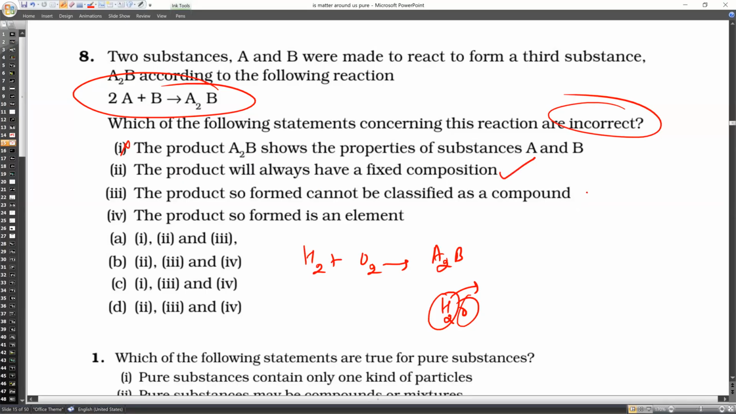Now, the product so formed cannot be classified as a compound. Yes, it is classified as a compound, so it is also correct, but it is saying cannot be. It can be. The product so formed is an element? No, the product so formed is a compound, so it is also incorrect. So the incorrect statements are one, third, and fourth.